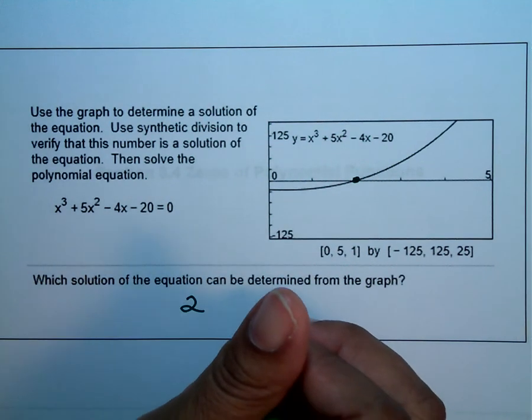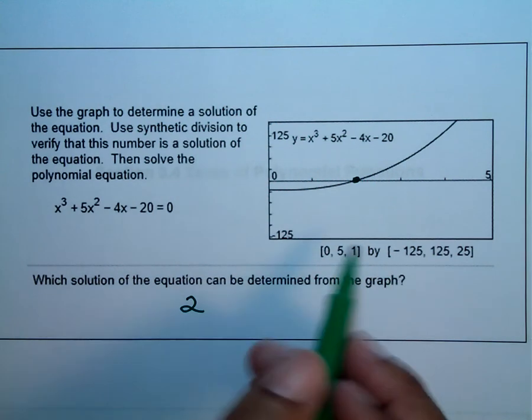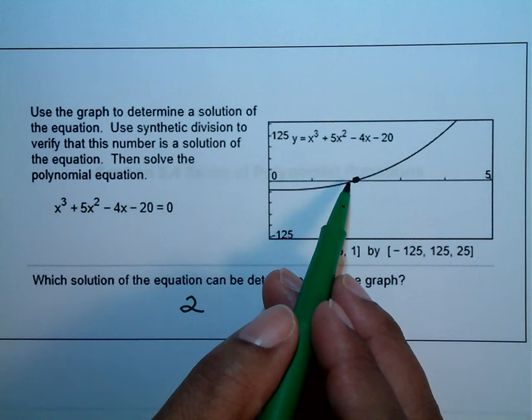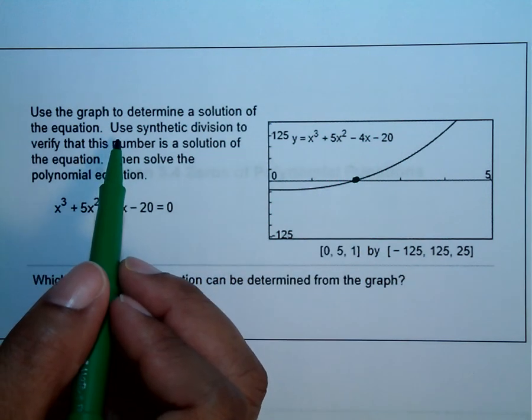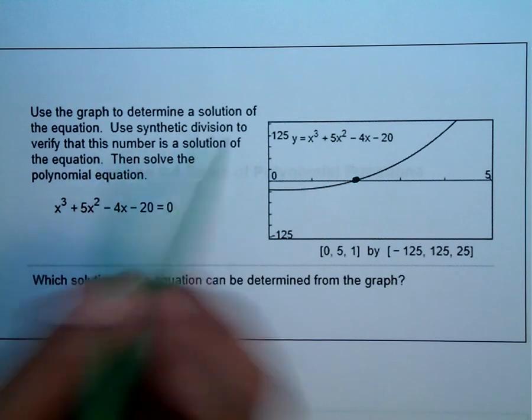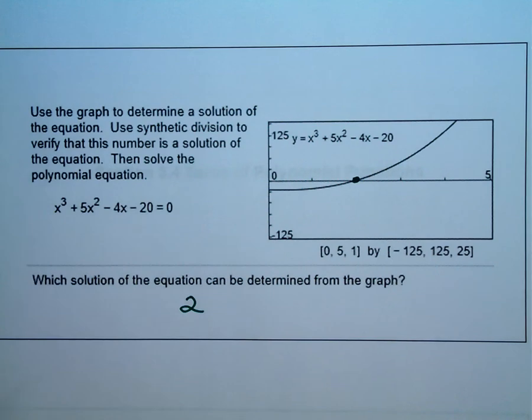Okay, and you have another way to get extra credit. I did the first part. I showed you the graph. If you show me or send me your work using synthetic division to verify that this number is a solution, and you solve the polynomial, you get extra credit towards your assignment in this unit.